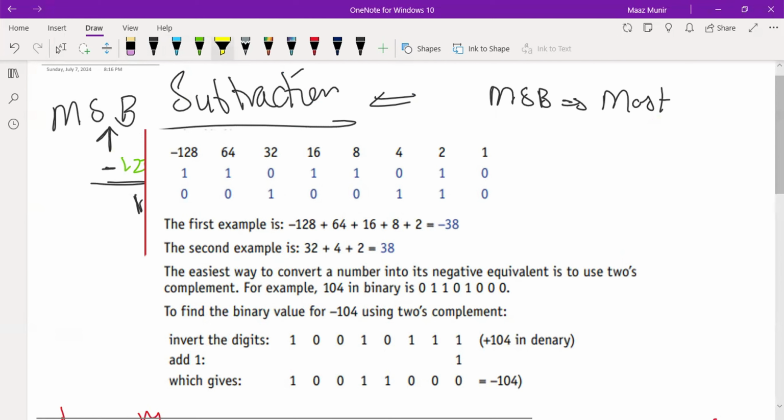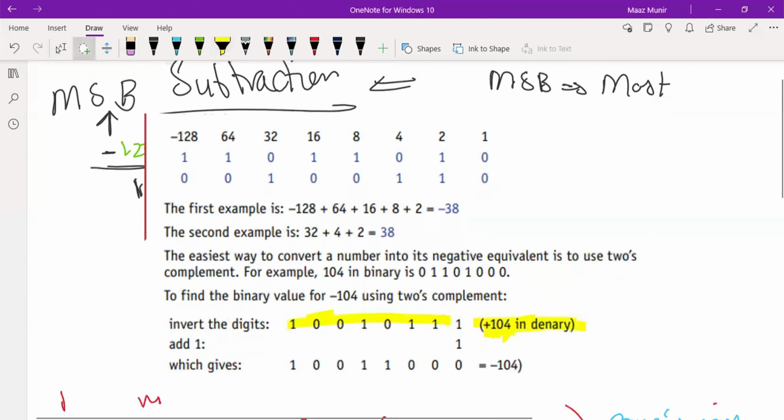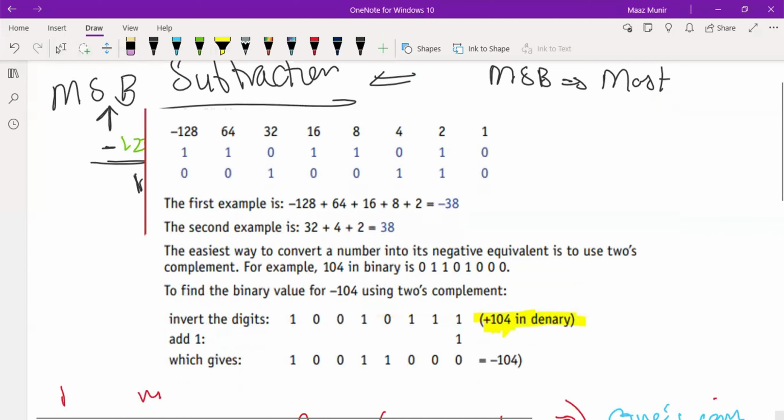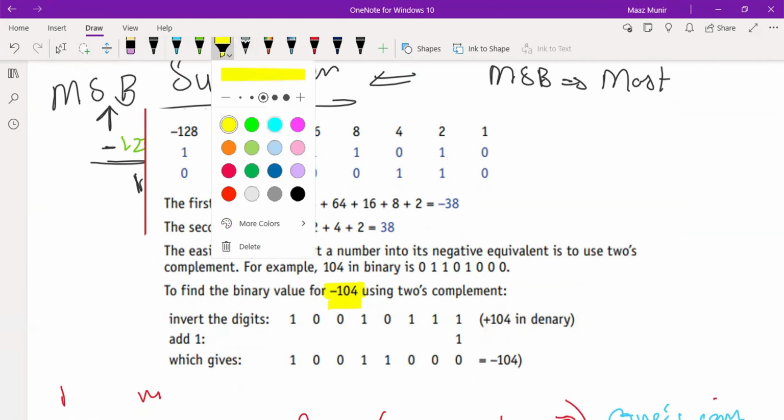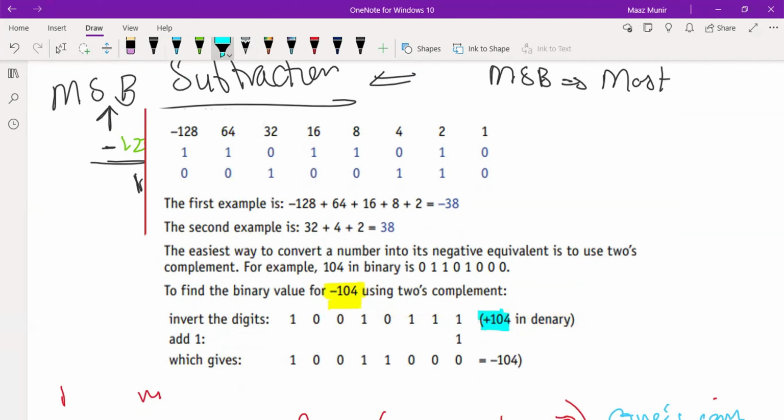Now, what we did up here, we just converted... Okay, my bad. The question is saying the values. Basically, it is saying that we need to find the inverted binary value for 104. So we first found the value for 104, positive 104, and then we inverted that. So you see here, this is the binary value for positive 104.